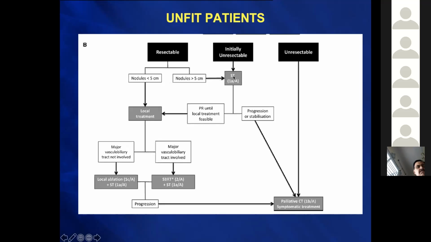So initially unresectable, always systemic therapy, and nodules more than 5 centimeters, you give systemic therapy, see whether there is progression or whether there is response, whether the patient can go to any of these treatments. If there is progression or unresectable, they can go for palliative or symptomatic treatment.